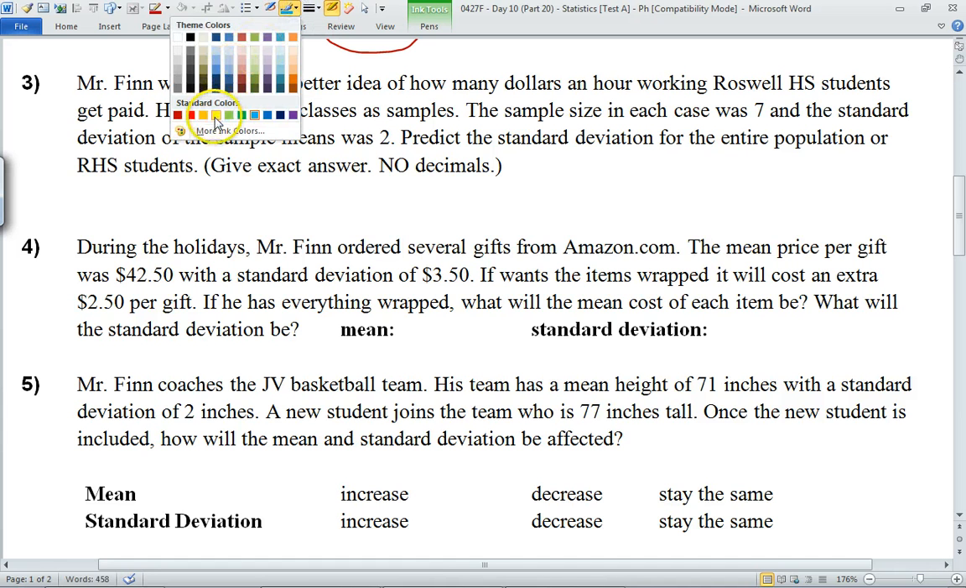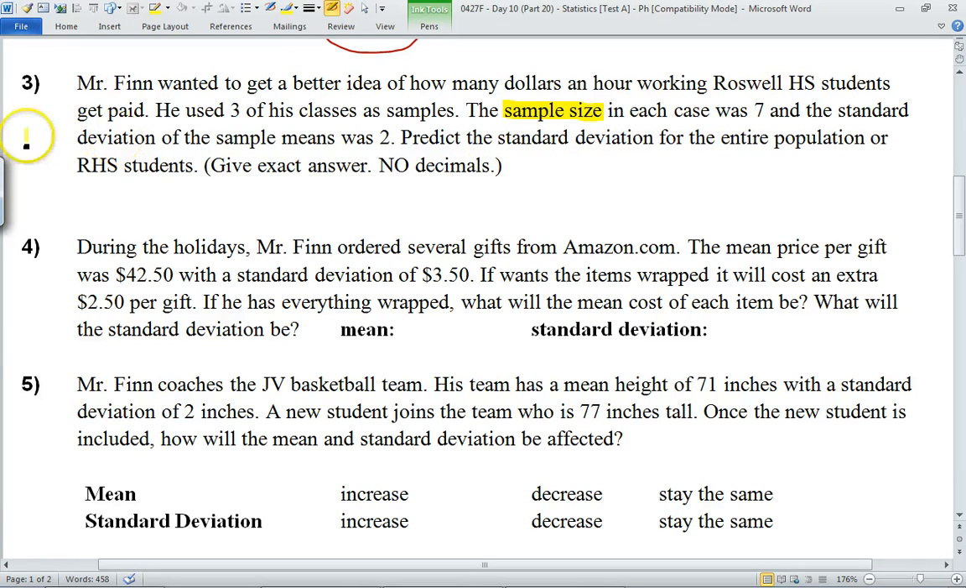Now look, my children, here's the deal. Here's the key word that lets us know we're going to use a formula. Well, there's really 2 of them. When you see that they're mentioning the sample size, and then especially when you see something about the standard deviation of the sample means, that's a trigger to let you know that we're going to need the following formula.